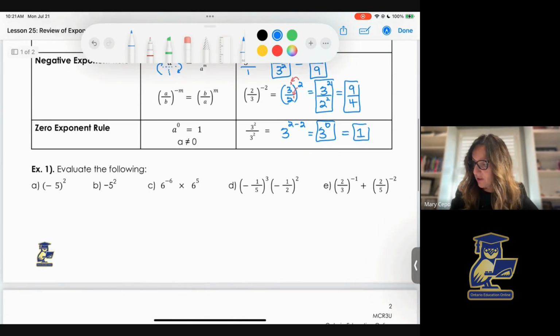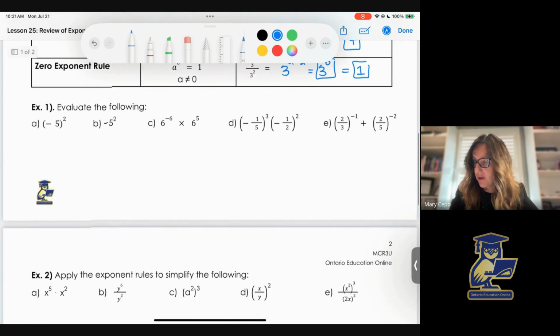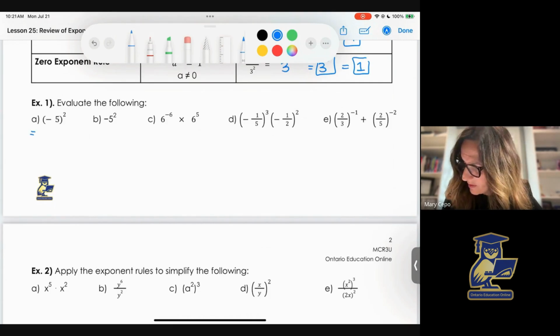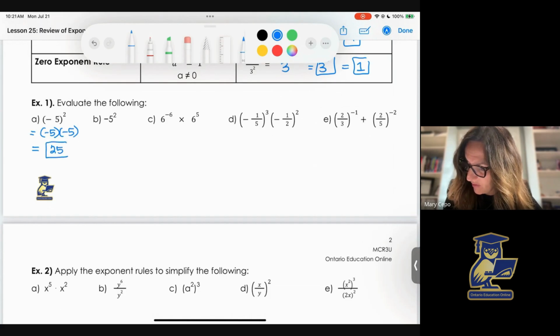Okay, let's evaluate the following using all the above reviewed exponent rules. So negative 5 to the exponent of 2, remember this is repeated multiplication, so it's negative 5 times negative 5. Negative 5 times negative 5 is positive 25.